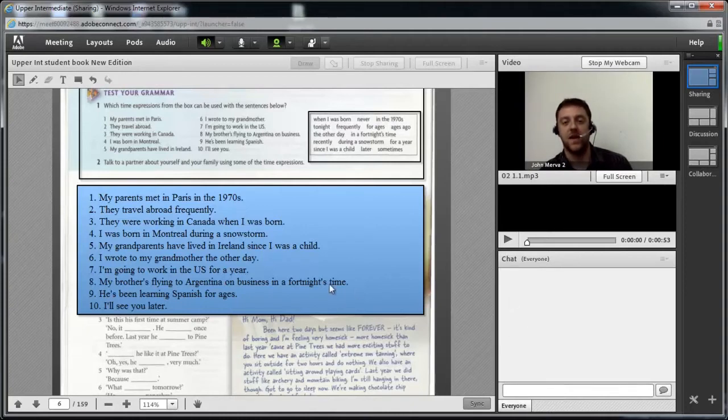So I'll just put that in the grammar box. I'm also going to be putting some vocabulary there as well. So please do keep an eye on that box. And if you see any new words, new grammar, please do make sure you write it down in your notebooks. So a fortnight means 2 weeks.